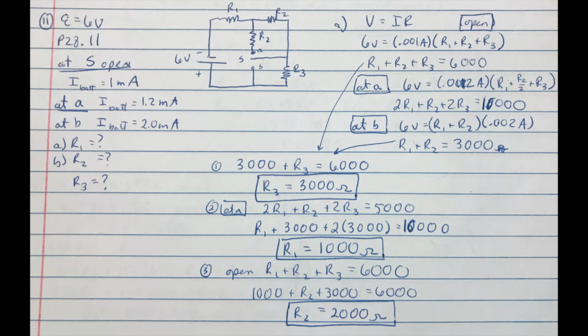Once you have those three equations shown over on the right side, it's basically a system of equations. Do substitutions, solve down for your R1, R2, and R3 values.